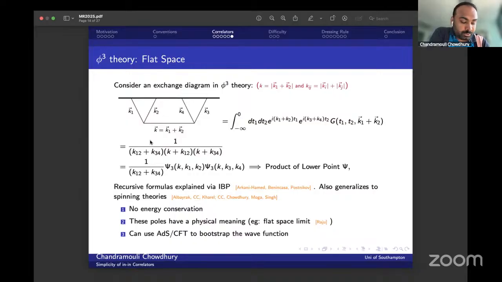And if you're a person who's working in holography, then you can, in principle, use the knowledge of AdS/CFT to also bootstrap these kind of wave functions sometimes. Good. Now, this was all for a very special case in flat space. Are there any questions about just flat space wave functions?